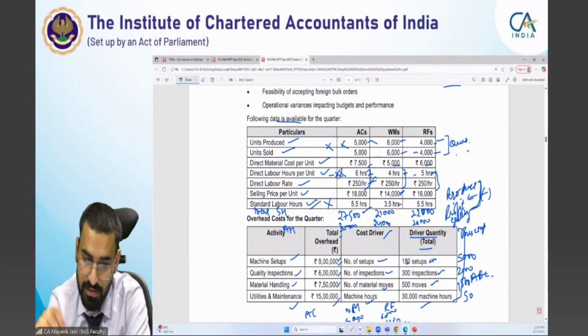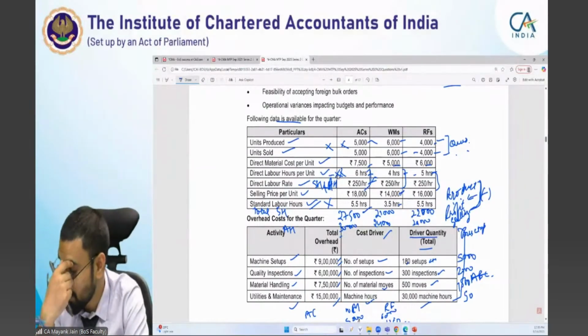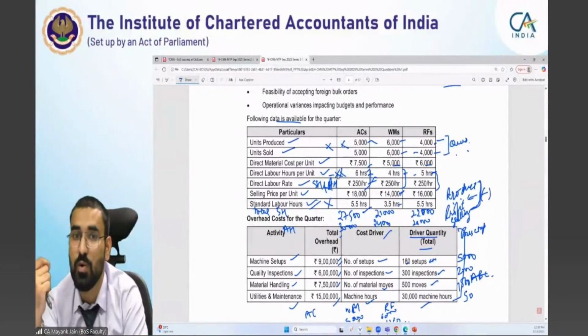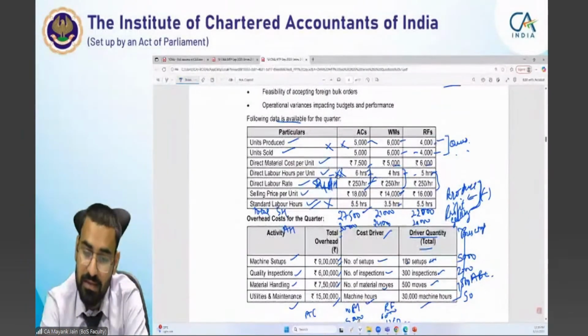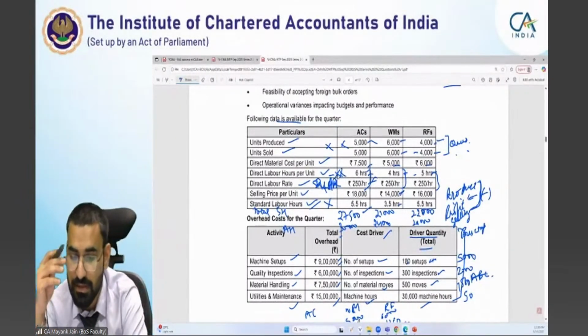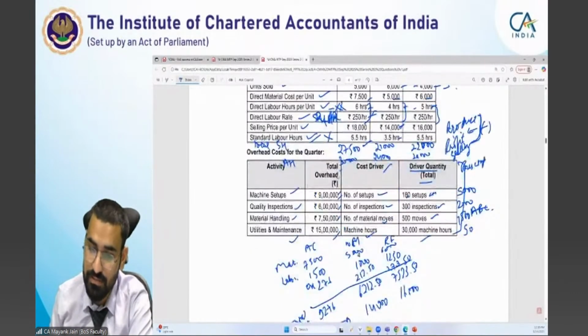एक्चुअल आ गया, स्टैंडर्ड आ गया, हमारे पास स्टैंडर्ड रेट गिवन है। This one is the standard rate. This is standard and actual. Since we have nothing given in the question about the difference between the standard and the actual, we'll assume that the standard rate and the actual rate are the same in this question. There is no difference between the standard and the actual. Now I'll calculate for the ACs.